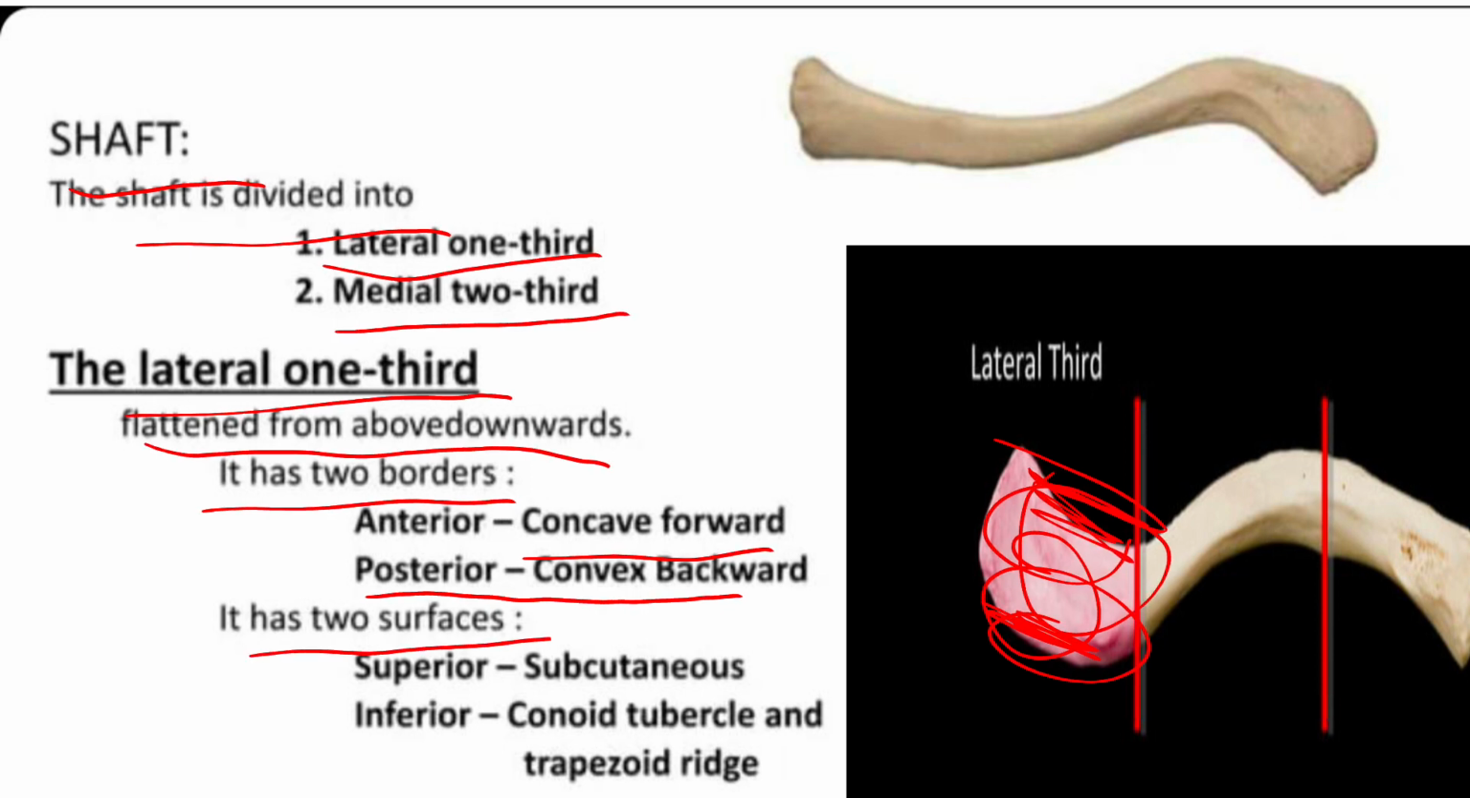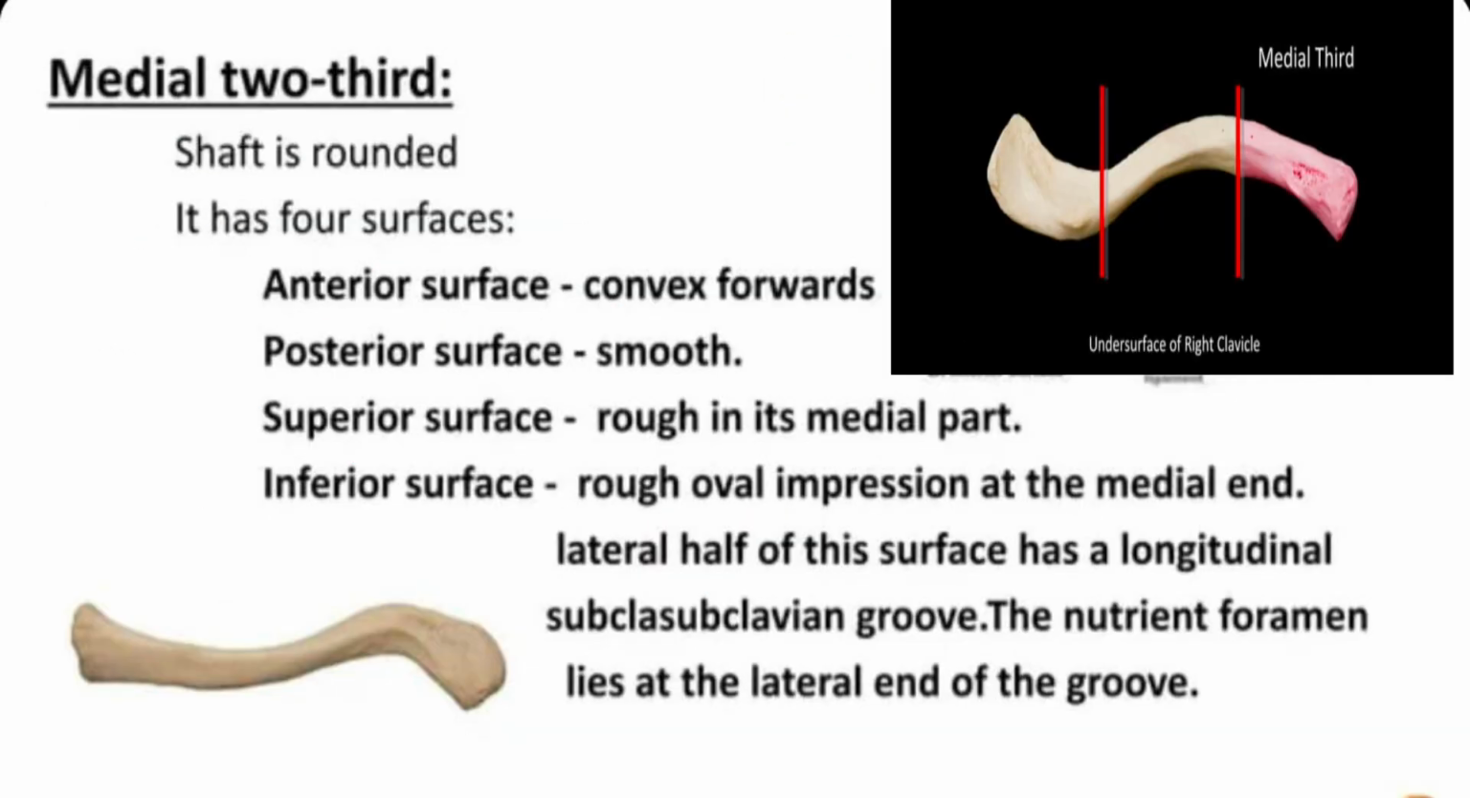It has two surfaces: the superior surface, which is subcutaneous, you can feel it by palpation, and the inferior surface, which bears the conoid tubercle and trapezoid ridge. Medial two-thirds of the shaft is rounded and it has four surfaces. Anterior surface is convex forwards. See, you can see here convex forwards.